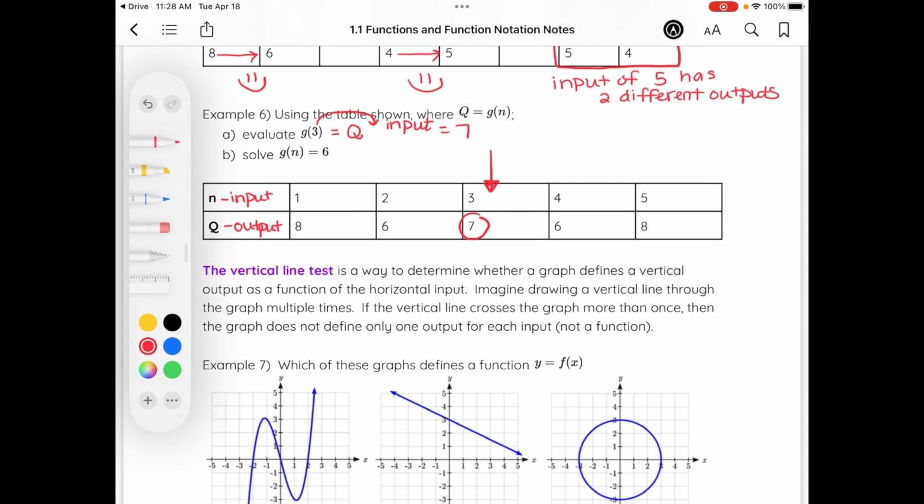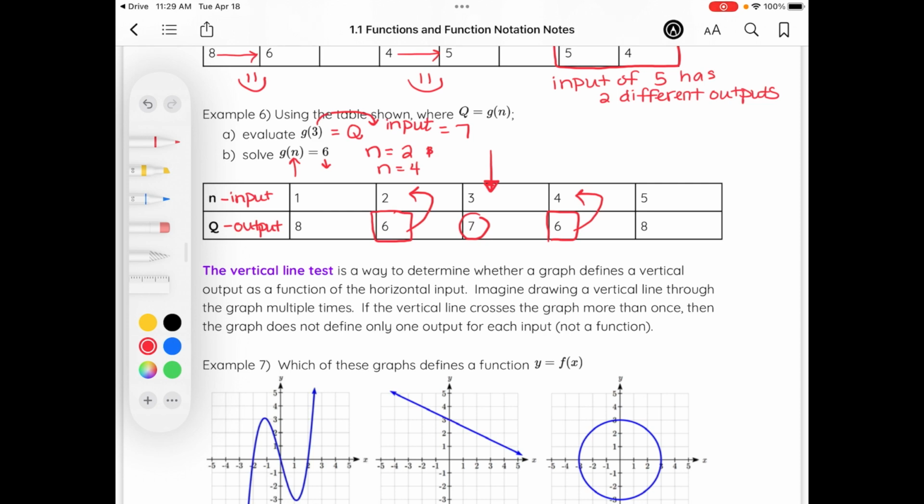Going backwards, we know the output is 6. What is the input? So if the output is 6, here's 6, and here is 6, the input corresponding is both 2 and 4. So the input of 2 and 4 give us the output of 6.